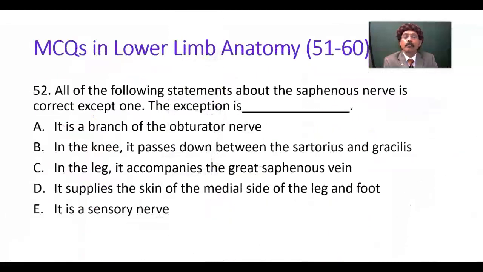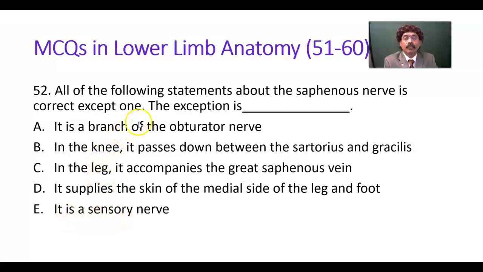Okay. Question number 52. All of the following statements about the saphenous nerve are correct except one. The exception is what? It is a branch of obturator nerve. In the knee, it passes down between the sartorius and gracilis. In the leg, it accompanies the great saphenous vein on the medial aspect of the leg. It supplies the skin of the medial side of the leg and foot up to the ball of the great toe. Okay, it is a sensory nerve.